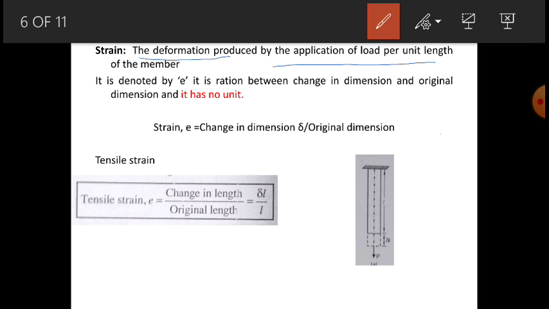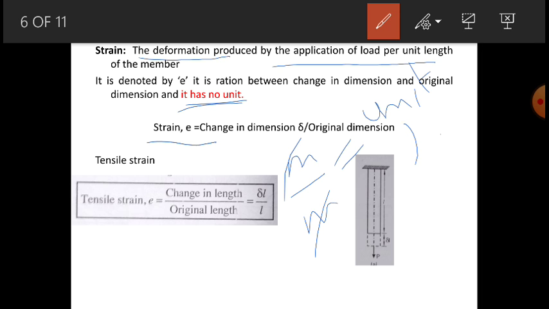It is denoted by e, and one important thing is it has no units. Why? Because it is a ratio between two dimensions of the same units. So if it is length, then meter by meter cancel off, so you don't have any units, it is unitless.